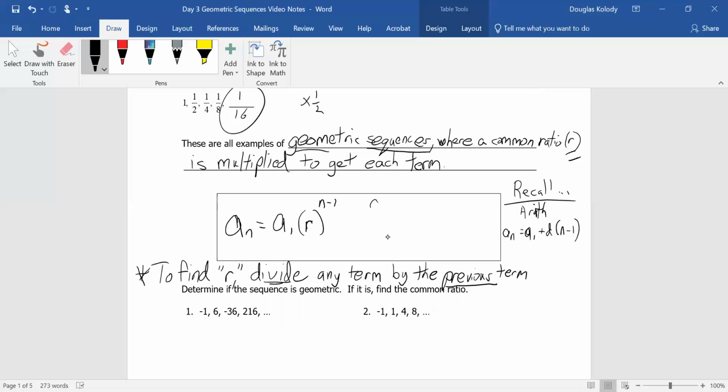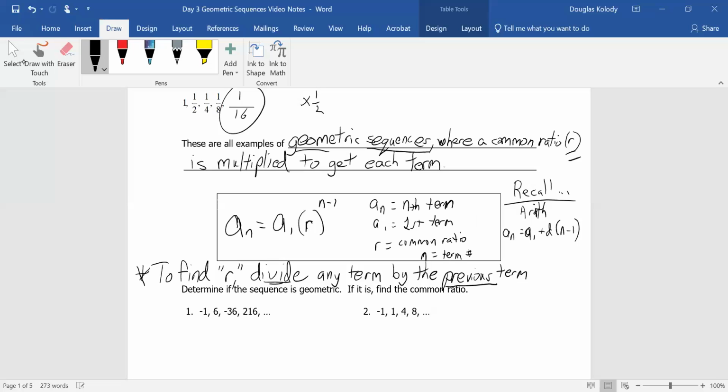All right, so a sub n still represents the nth term. A sub 1 represents the first term. And r represents the common ratio. And n represents the term number, whichever term you want to deal with.